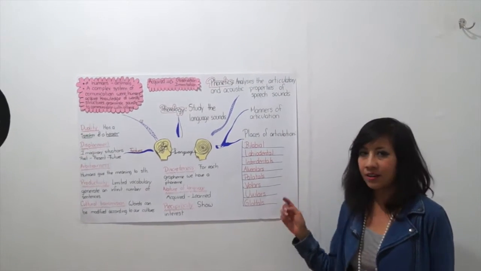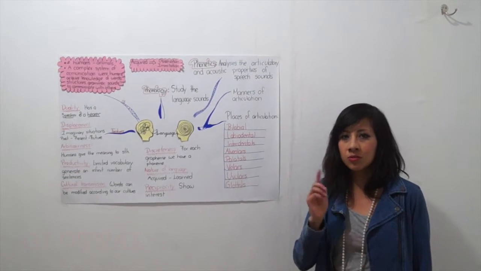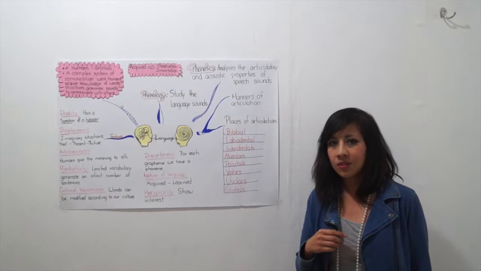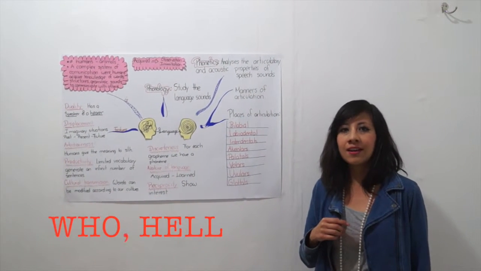And the last ones are the glottals. We use the glottis only, not the tongue or the teeth. For example, when we pronounce the word who or hell.